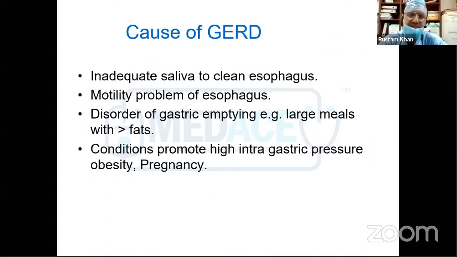What are the causes of GERD? Number one, inadequate saliva to clean the esophagus, for example in connective tissue disease and Sjogren's syndrome and sicca syndrome. When there is a motility problem, for example in achalasia, patients may have GERD. Disorders of gastric emptying, for example a large meal with increased fat. Conditions that promote high intragastric pressure, for example obesity and pregnancy.